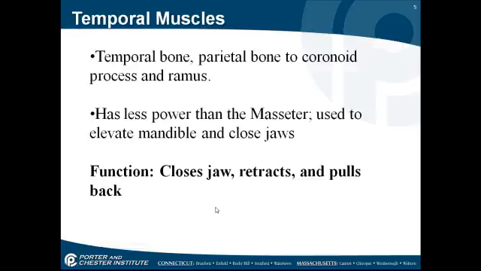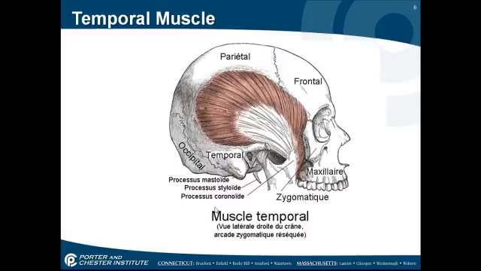Next is the temporal muscles. The temporal bone, parietal bone to coronoid process, and ramus. It has less power than the masseter, and it's used to elevate the mandible and close the jaws. Its function closes the jaws, retracts, and pulls back. This is a diagram of the location of the temporal muscle.